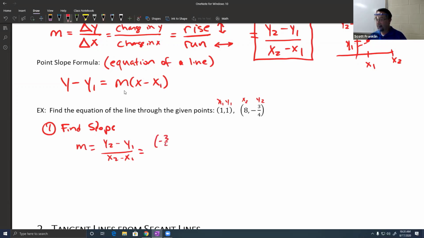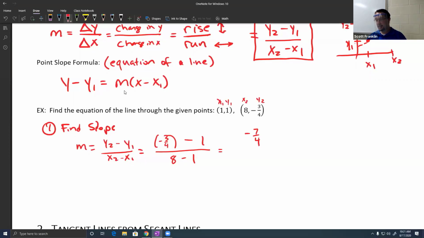Negative 3/4 minus, y1 is 4/4. Oh, you're way ahead of me. I'm going slow. X2 minus x1 is 8 minus 1. All right, so negative 3/4 minus 1 on top. We have to do a little fraction arithmetic. What is negative 3/4 minus 1?